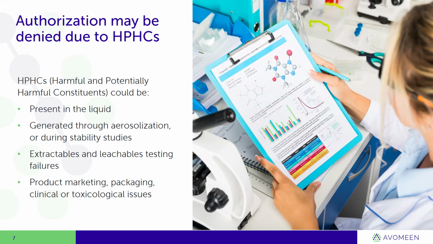The one aspect where a product may be denied could be because the product has HPHCs. HPHCs are harmful and potentially harmful constituents. These constituents can be present in the e-liquid itself, or could be generated through the aerosolization of the e-liquid. They could be produced over time, so when the product sits on the shelf, these could slowly form.